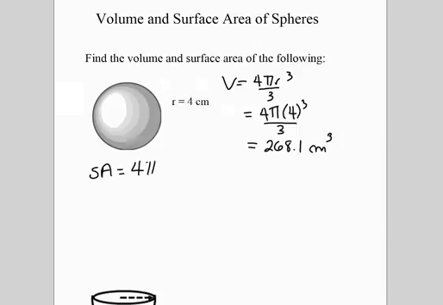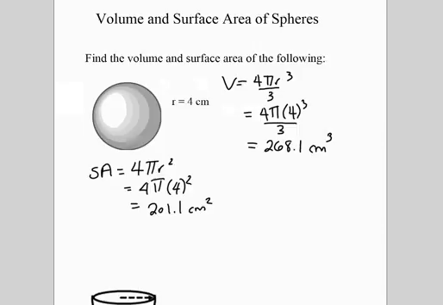For surface area, again, we start with the formula. 4 pi r squared. Our work line, 4 pi times 4 squared. And then our answer. And for that one, we'll get 201.1. And the units are centimeters squared.